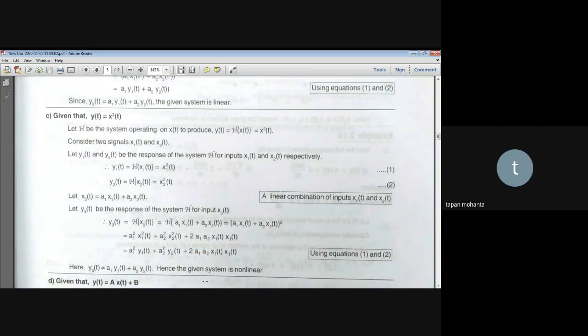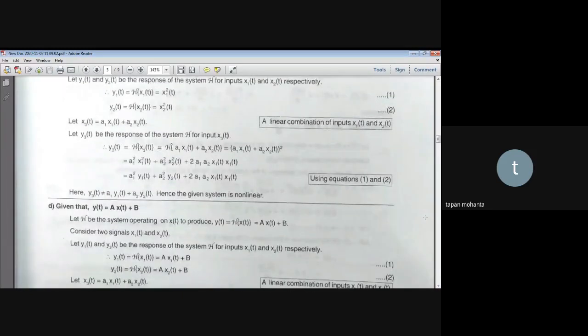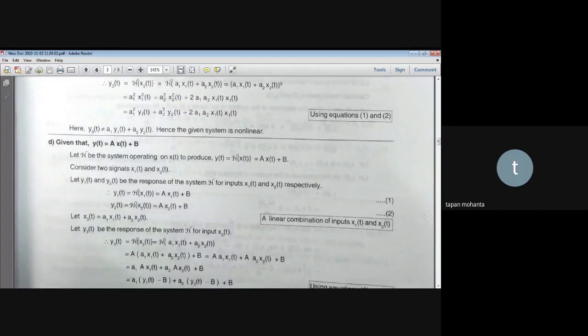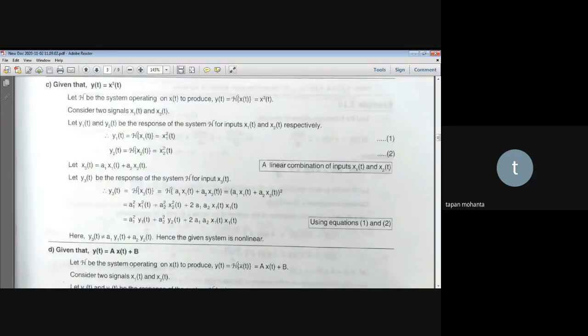So this system does not satisfy the superposition theorem. That means y3 of t does not equal the combination of the individual responses, a1 y1 of t plus a2 y2 of t. Hence the system is a nonlinear system. So this system is known as a nonlinear system.